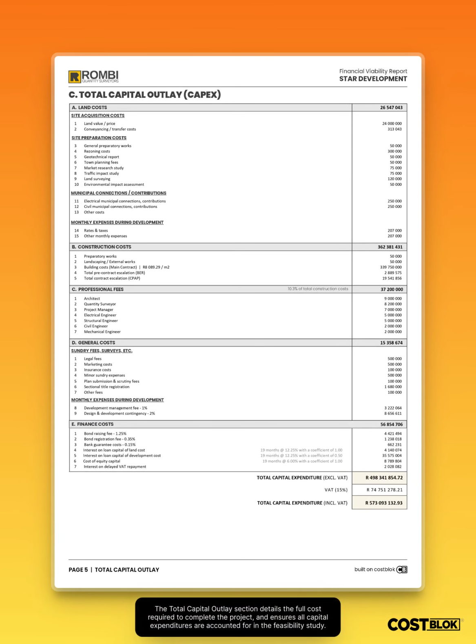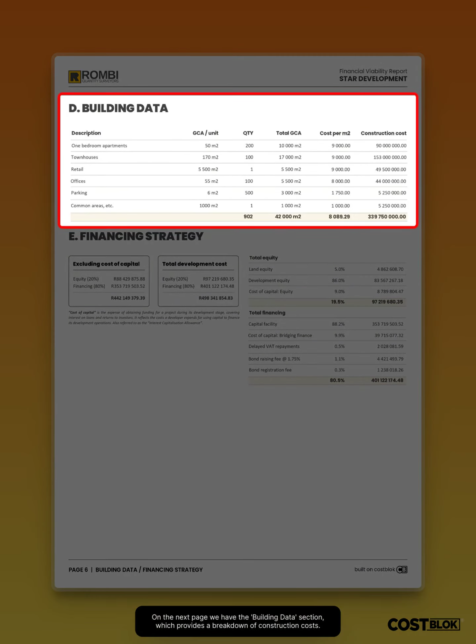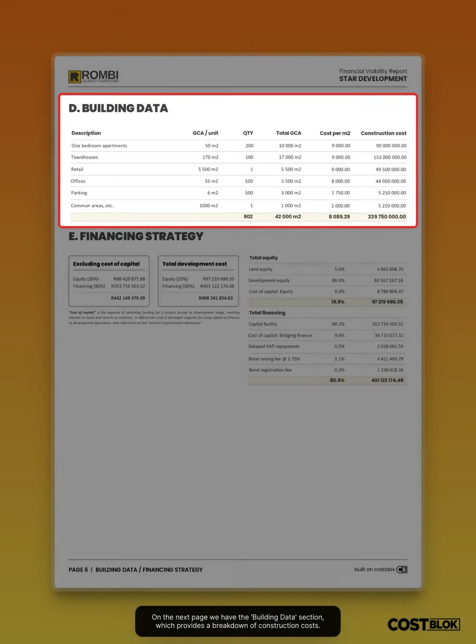The total capital outlay section details the full cost required to complete the project and ensures all capital expenditures are accounted for in the feasibility study. On the next page, we have the building data section, which provides a breakdown of construction costs.